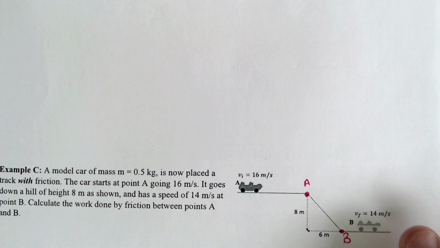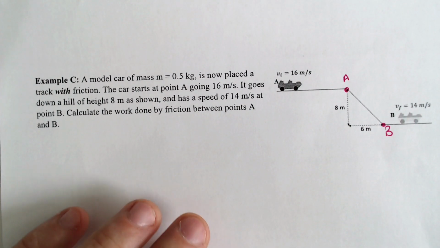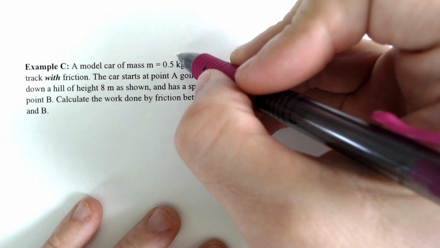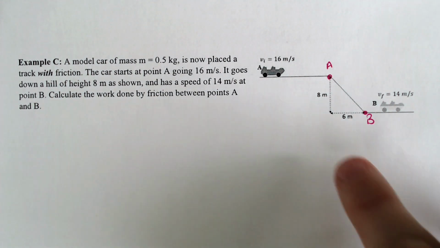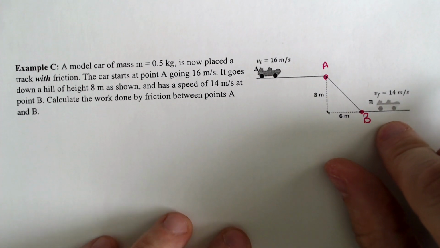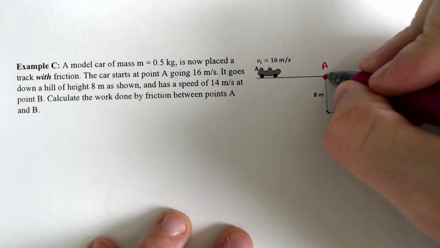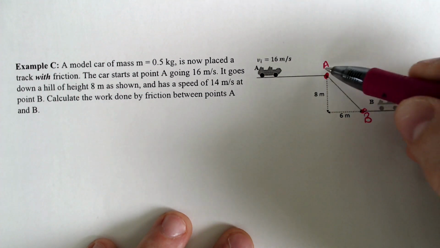All right, last one. This one I'm a little more excited about. It's cars, and they're going down an incline. I'm going to try and get through it quickly because we're already at the 12-minute mark in the video. So we have a 0.5 kilogram car. This car is going down a ramp. It wants to know the work done by friction from points A to B. We're going to assume that points A and B are here, and the car is just going down this ramp.